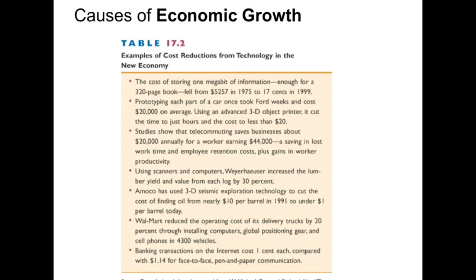This table, if you want to pause and read it, gives you some interesting examples of how technology has provided cost reductions in our economy. If you just look at the first one, I'll read it for you. The cost of storing 1 megabit of information, enough for a 320-page book, in 1975 was $5,257. By 1999, 17 cents. It's probably 1 cent now. So new technology, innovations, new improvements in productivity make it so much more efficient in our economy now. I would recommend pausing and reading the rest of those. They're all really good examples.